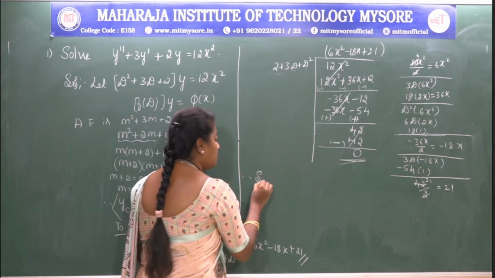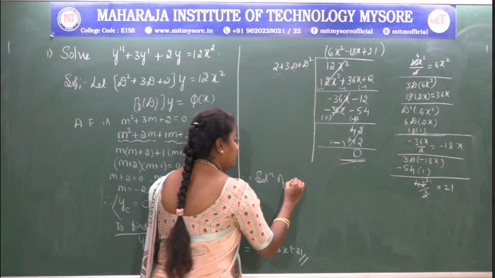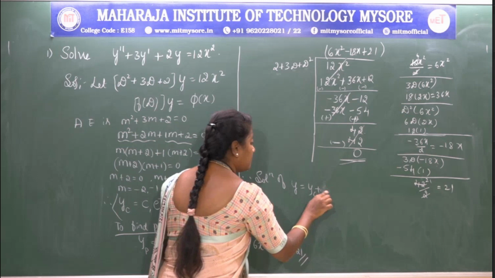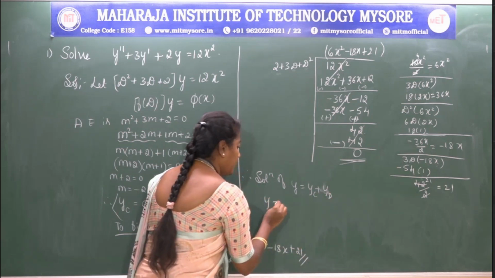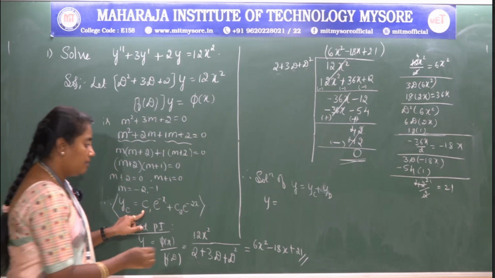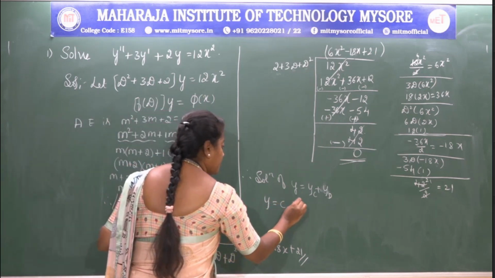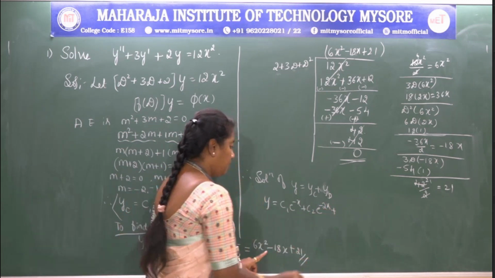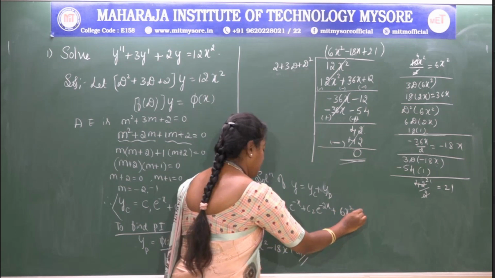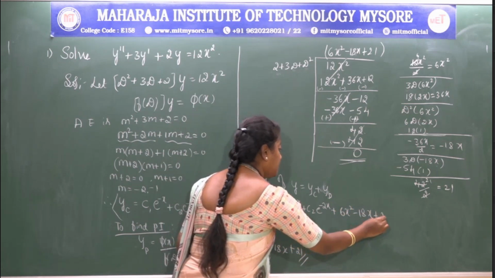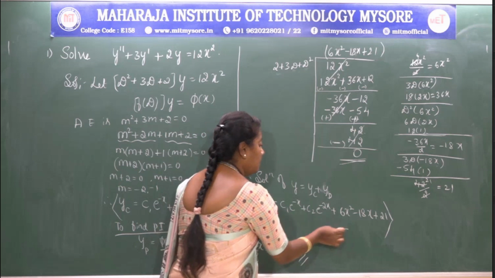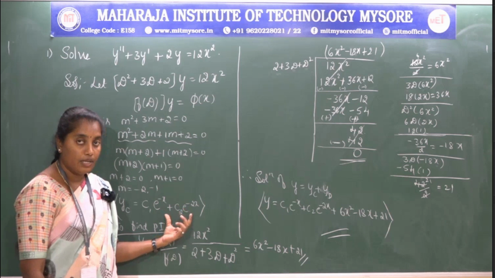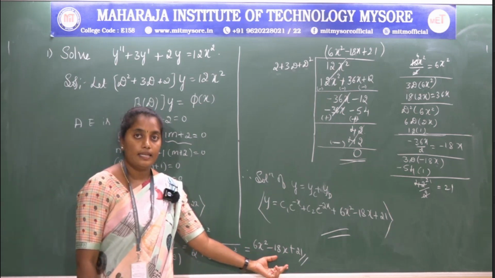Therefore the solution of the given differential equation is y is equal to yc plus yp, that is y is equal to, what is yc? c1 e power of minus x plus c2 e power of minus 2x, and yp is equal to 6x square minus 18x plus 21 is the resultant solution of the given differential equation, that is complementary function and the particular integral.